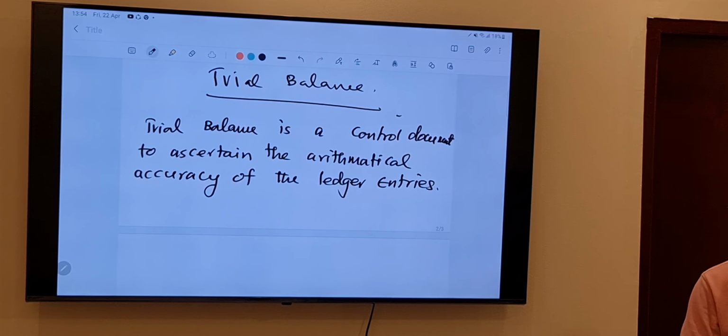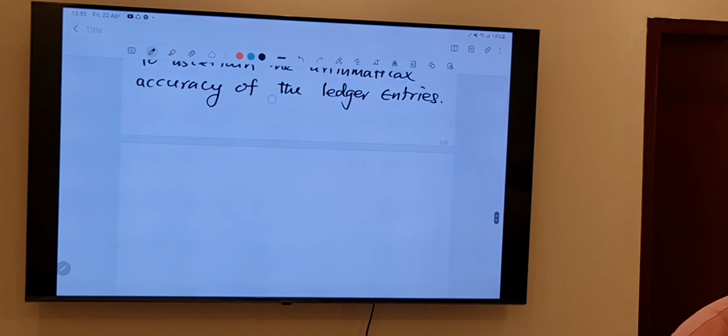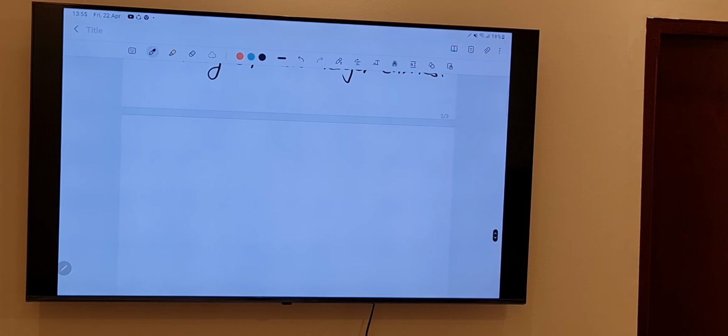Anyway, so trial balance is a control document to ascertain the arithmetical accuracy of the ledger entries. Now, by saying that, can you think, is the trial balance a 100% foolproof document? Normally, how will a trial balance look? A trial balance will look this way.